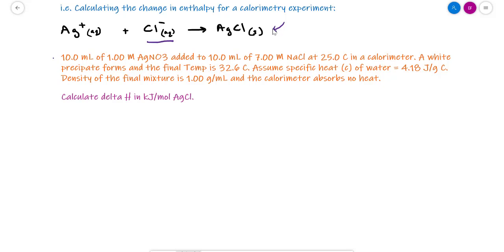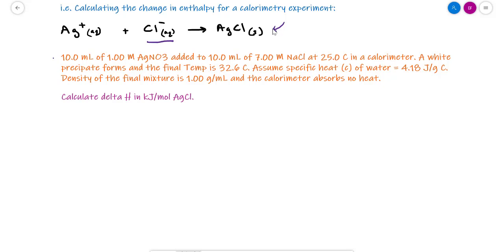So you've got 10 milliliters of 1 molar silver nitrate, and we're going to add that to an equivalent volume, 10 milliliters of 7 molar sodium chloride. And we're going to do that at 25 C inside of a calorimeter. We know that this white precipitate forms, that's silver chloride, and that we measure a final temp of 32.6 centigrade. We have water in the system. Obviously, these are solutions of salt and water, and the specific heat of the water is 4.18 joules per gram of water per degree Celsius temperature change.